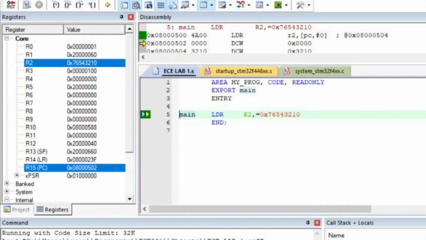I use LDR and write R2 equals 0x76543210, and after we run it, we can see at the core part at R2 it appears like we programmed it: 0x76543210.